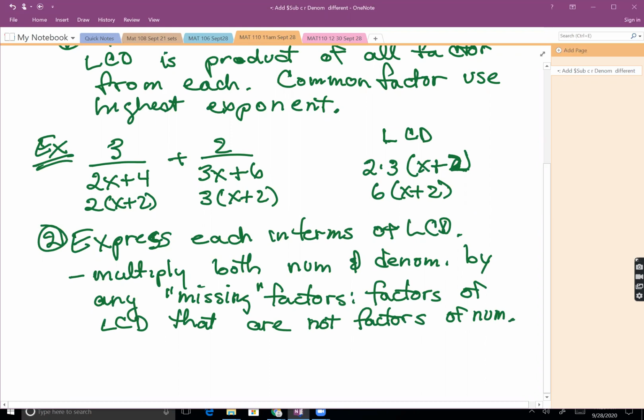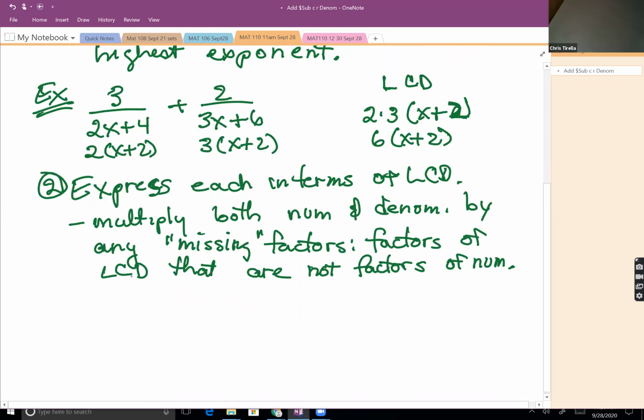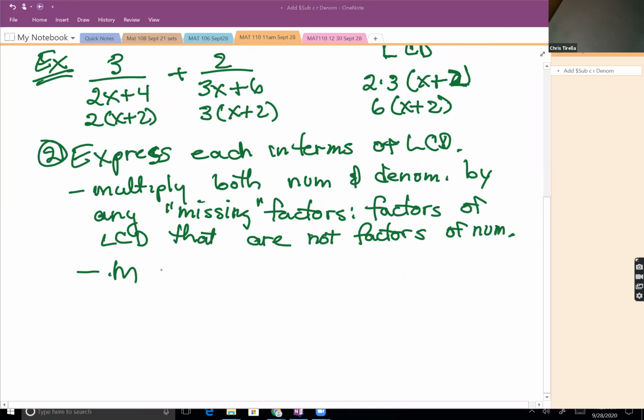When you do this, you must multiply the numerators out. You can leave the denominators factored.